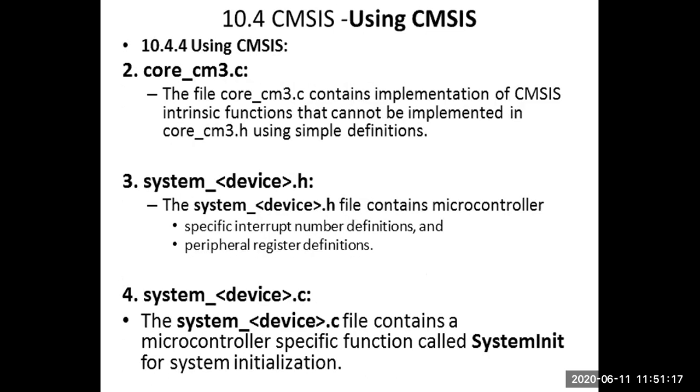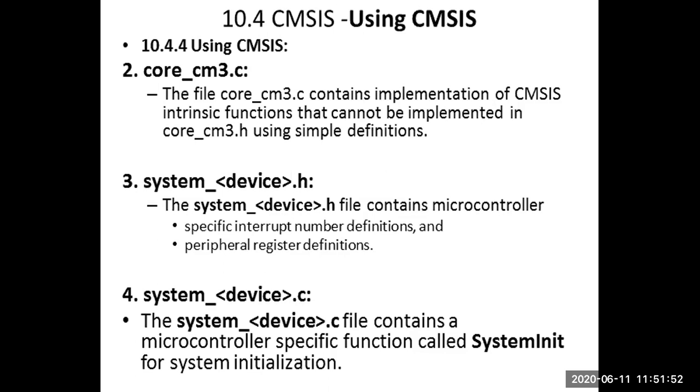Next, the core_cm3.c. I repeat again, CM3 stands for Cortex. This C programming file contains the intrinsic function definitions. The intrinsic functions, the rotate function, it may be shifting functions, which cannot be explicitly done by the C programming instructions. So core_cm3.c contains the definitions of the intrinsic function implementation.